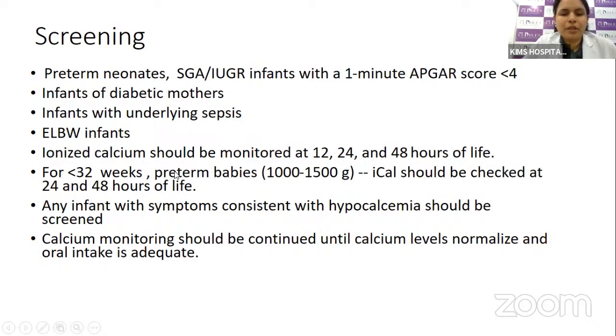Ionized calcium should be monitored at 12, 24, and 48 hours. Ideally, most of us may prefer to do at least one level of ionized calcium, if not undertake all these three levels. For newborns born at less than 32 weeks, or preterm babies born between 1,000 to 1,500 grams, ionized calcium can be checked at 24 and 48 hours of life, respectively.